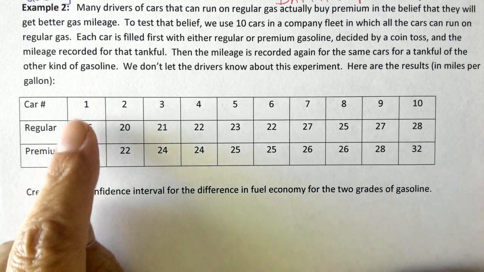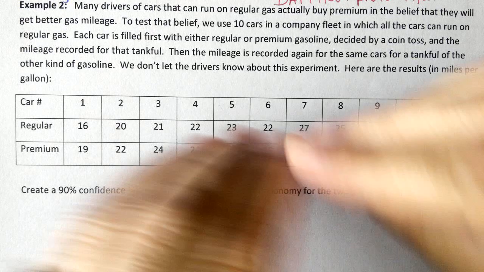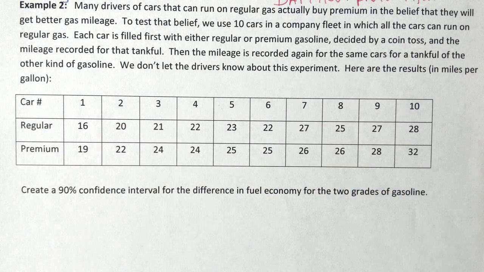So, we notice that we have 10 different cars numbered 1 through 10. Those numbers mean nothing other than just identifiers. Okay, when I see this layout, this table, it screams at me: these are matched pairs. You're using the same cars and we're doing two different kinds of treatment. We have a 2-treatment experiment and we're randomly assigning which gas goes in first, which means we can eliminate any potential confounding caused by the order in which the gasolines were put in the tank.